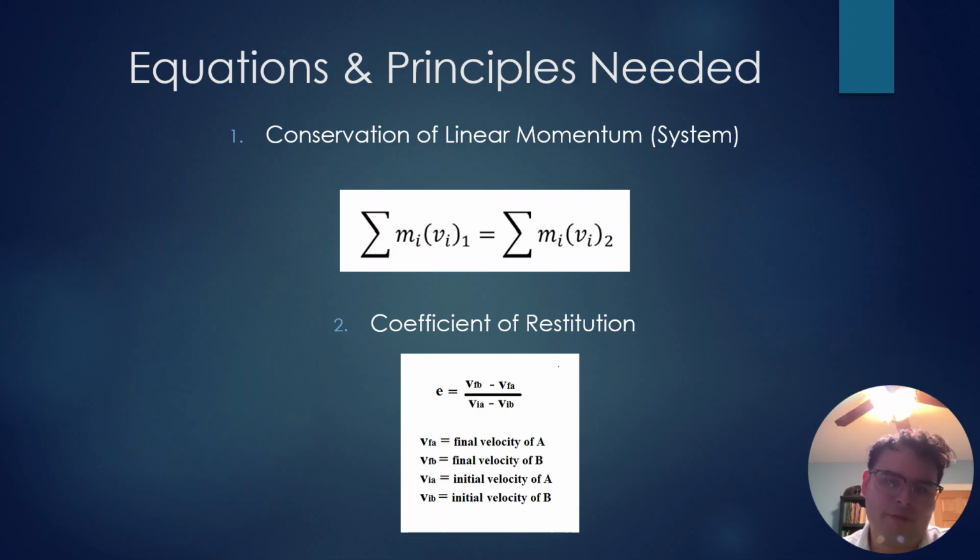We substitute and then find out that the final velocity of cart A is 0.9 meters per second, and the final velocity of cart B is 1.8 meters per second. Both continue moving to the right, with the lighter cart moving faster.